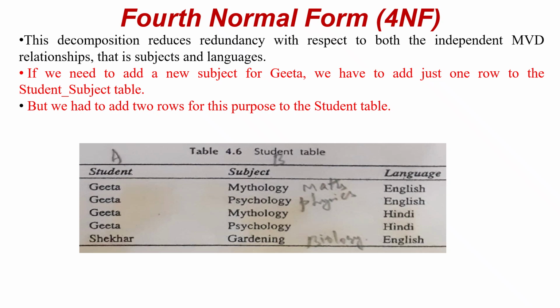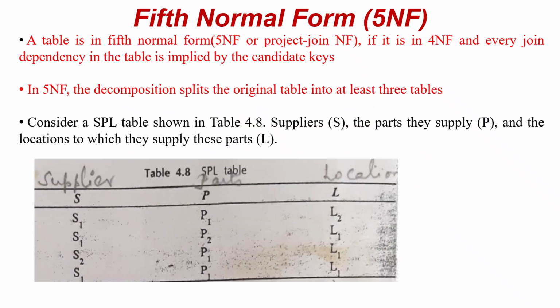So the fourth normal form decomposition reduces redundancy with respect to both the independent multivalued relationships, that is subject and languages. If we need to add a new subject for Geeta, we have to add just one row to the student subject table, but we had to add two rows for this purpose to the student table.